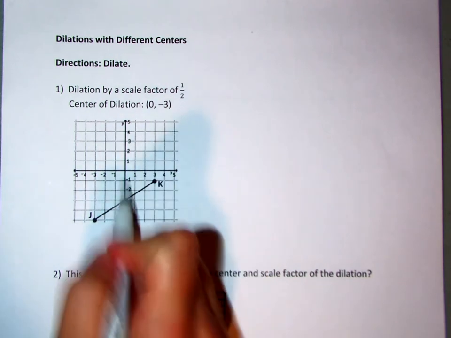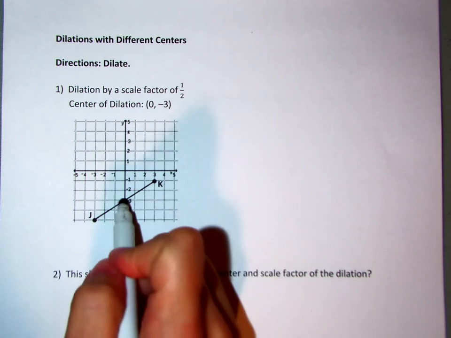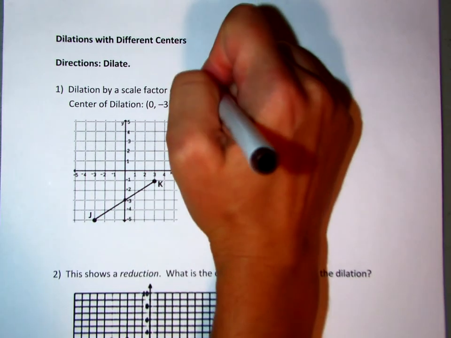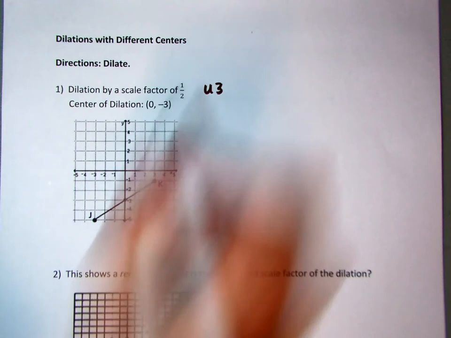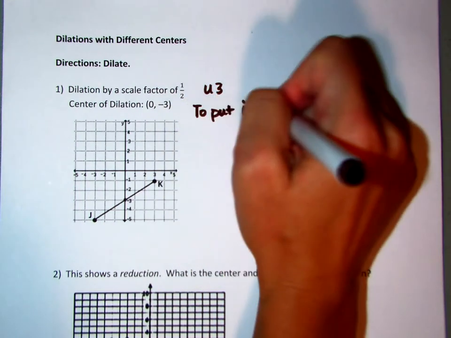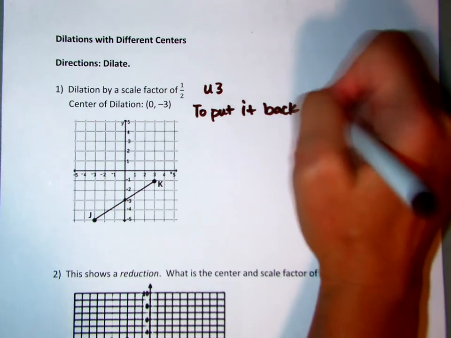What we want to do is move that center up to the origin. So we're going to move it up 1, 2, 3 units. So we're going up 3 units. To put it back, we're going to have to go opposite of that. So at the very end when we put it back, we're going to have to go down 3.